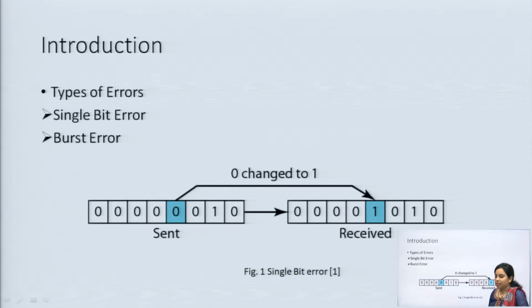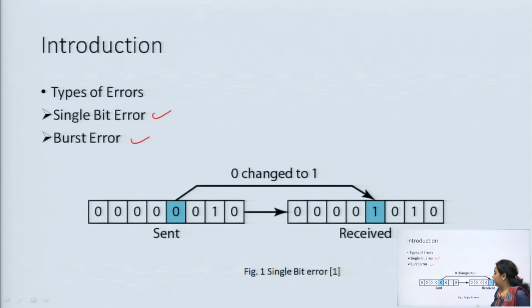In this we will see types of error. Once we have seen how the error occurs in digital information, like it will change from 1 to 0 or 0 to 1, there are two types of errors that may occur. First type of error is the single bit error, second type of error is the burst error. Burst error, or you can say more than one bit is affected with the noise.